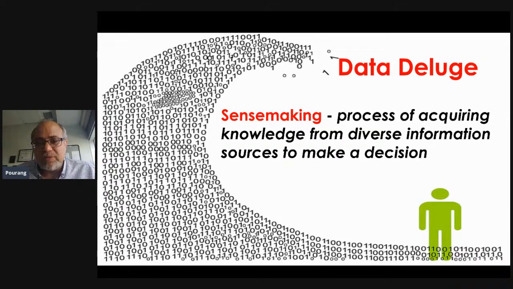And so when you talk about diverse information sources, the emphasis is on diverse, and it can be really quite broad. I'll give some examples. I want to make clear that from this very broad perspective of what sense making is, our work narrows in specifically on the ability to use this information from the end user's perspective.